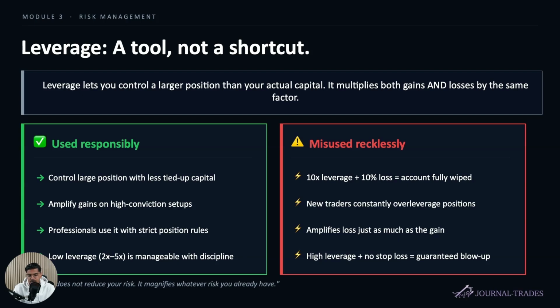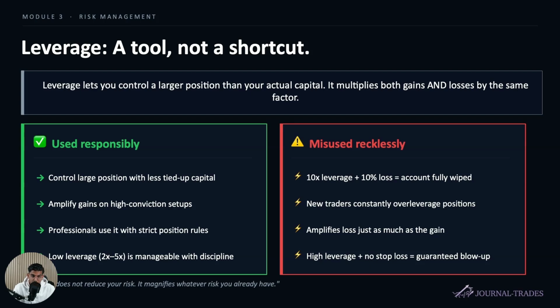So whenever you use it responsibly, you can control a large position with less tied up capital. So you can have a larger position, like a $10,000 account with 10x leverage. You would essentially have $100,000 in a trade. Understanding that whenever the price on a $100,000 position moves down 1%, or 2%, or 3%, or 4%, you will lose up to $4,000, if you understand what I mean. So you can use your leverage responsibly and let it amplify your gains on high conviction plays.